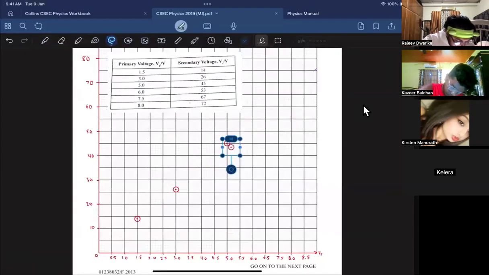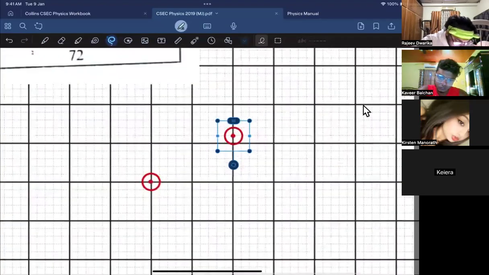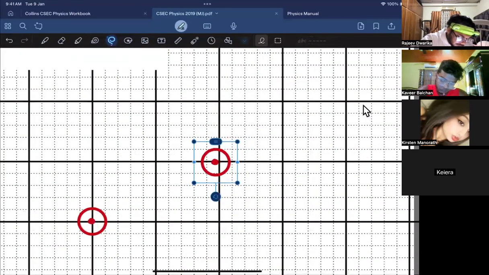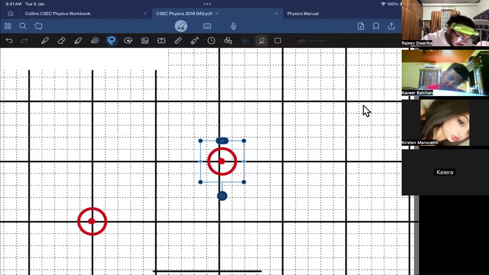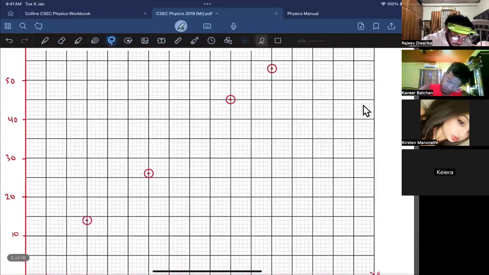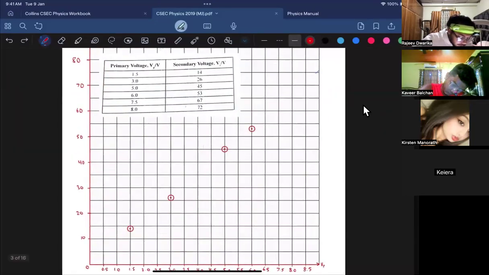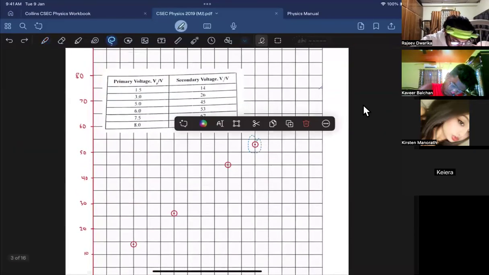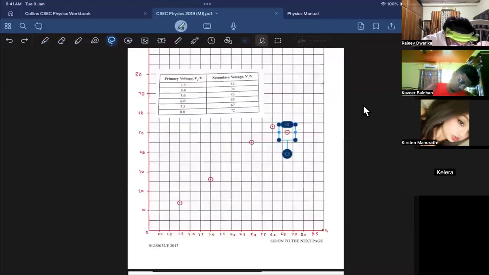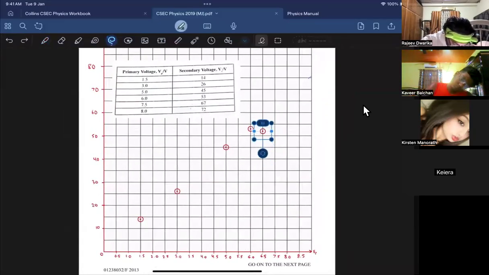All right, the next point is 653. So to get 653, if this is 50, I'll move 3 spaces up to get the 53, right? And it's in line with 6 on the x-axis, so we're good. The next point is 7.567. Okay, 6.5. Right, so I'm at 6.5 here, 6.5 and 67. So this is 65, 66, 67. All right.